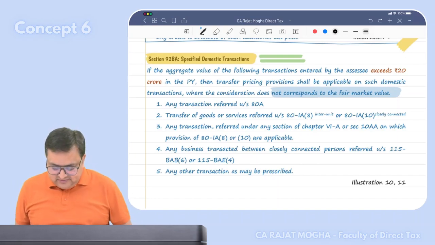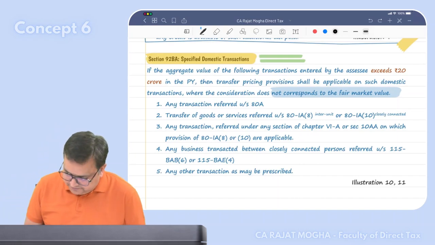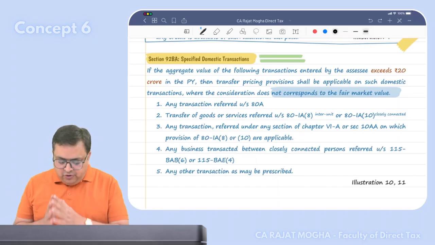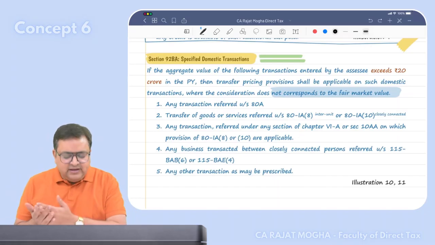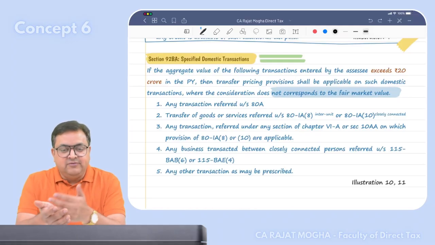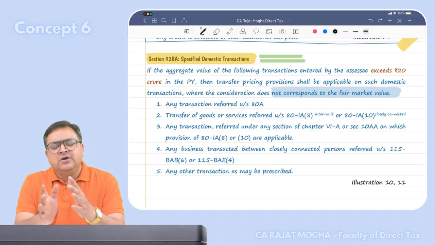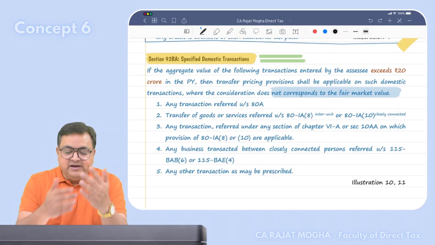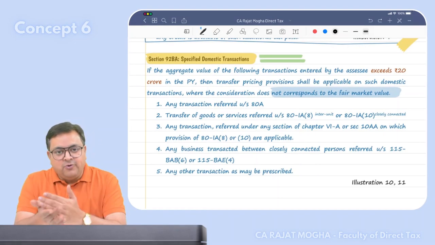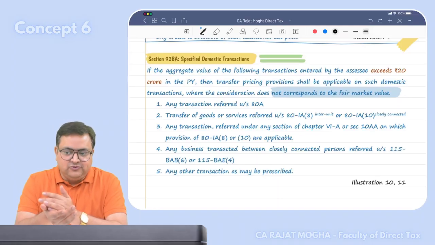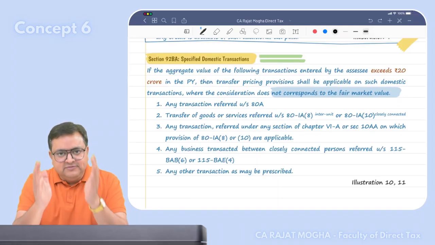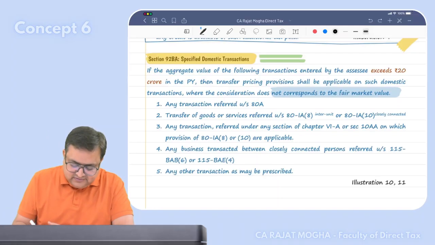See, what happens is, the law, again in 2012, they brought transfer pricing for specified domestic transactions also. Earlier, when TP was introduced in India, it was only for international transactions. But later we found that there is a requirement that we should bring TP to specified domestic transactions also. Not all transactions, only some specified transactions. These are the transactions, right?